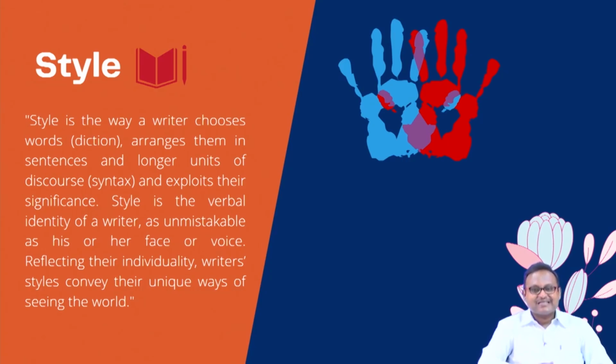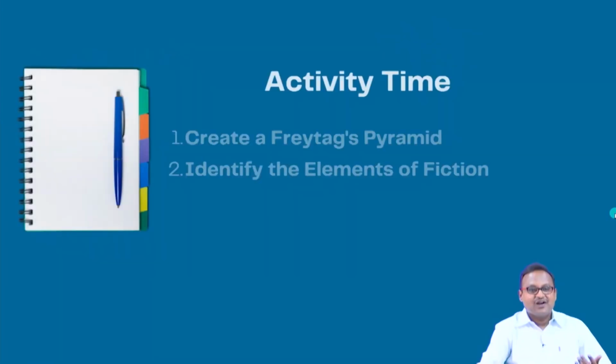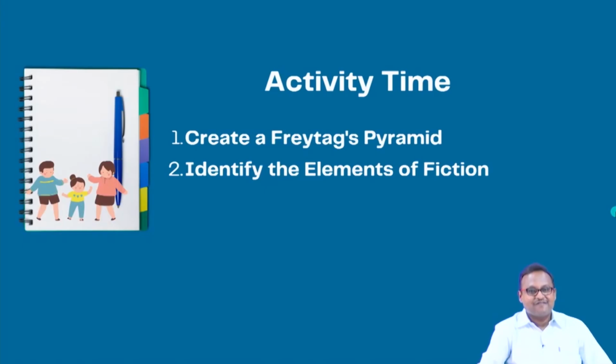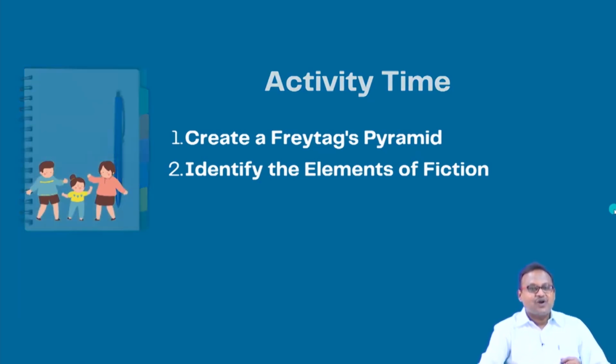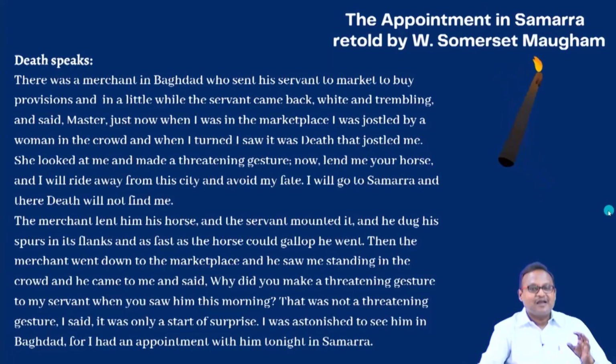All right. In the next class, we will come up with something else, but before that, here is a very quick activity for you. Based on your understanding of the Freytag model and based on your understanding of various elements of fiction, here is an activity for you. Here is a very beautiful short story by William Somerset Maugham. It is called The Appointment in Samara. It is a retold version. So, you can take a quick screenshot of this.